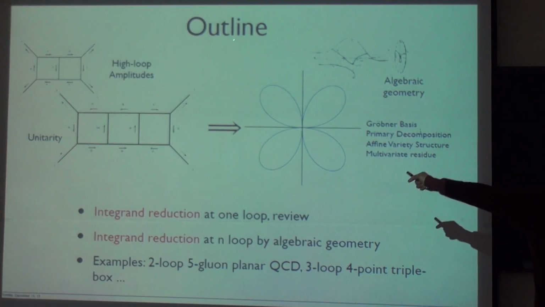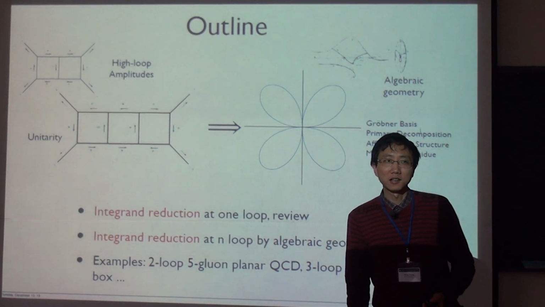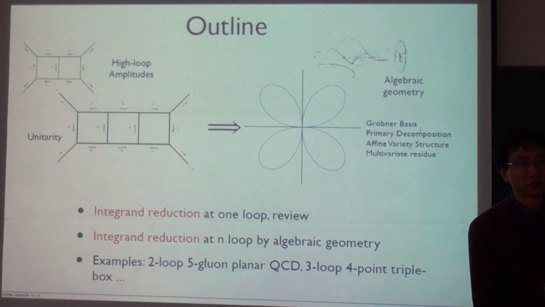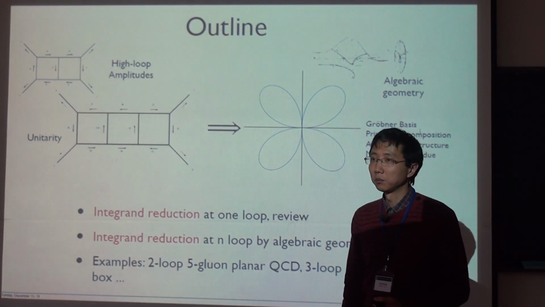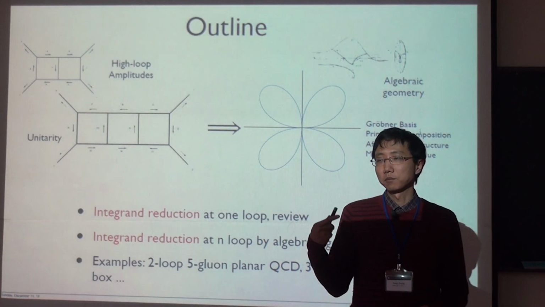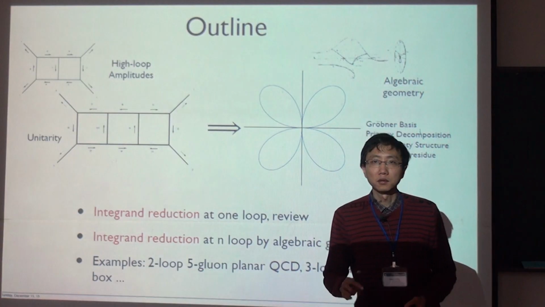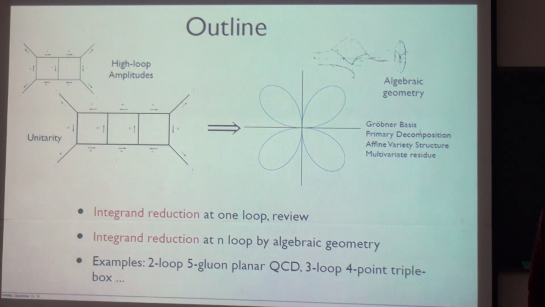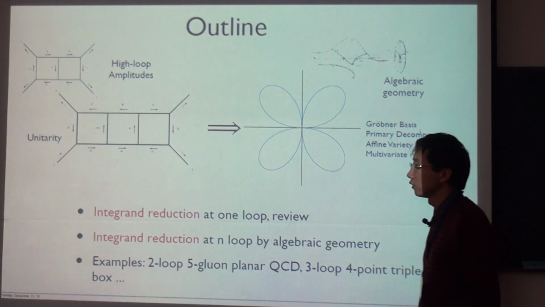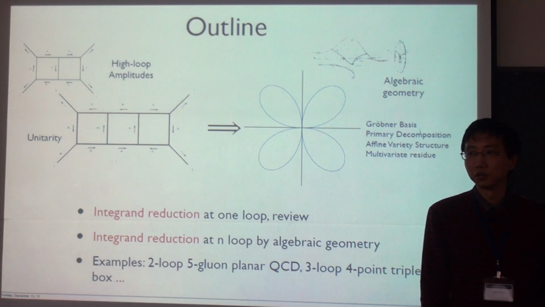So here is the outline of my talk today. The physics object I'm going to talk about is scattering amplitudes in field theory. It's a high loop amplitude: 2 loop, 3 loop, 4 loop amplitudes. Mainly I focus on the non-supersymmetric amplitudes because they are related to the real world, and also this method is very useful for the calculation of very hard non-supersymmetric amplitudes.